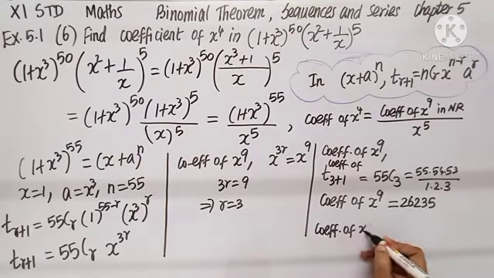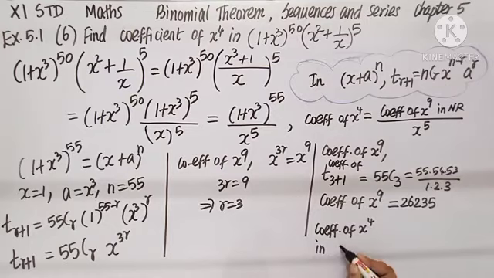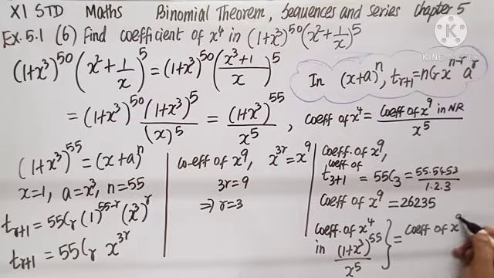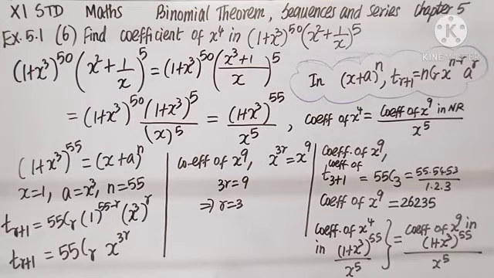The coefficient of x power 4 in (1 plus x cube) power 55 by x power 5. That is the coefficient of x power 9 in the numerator. What is the numerator? (1 plus x cube) power 55 divided by x power 5. So my answer is 26235.